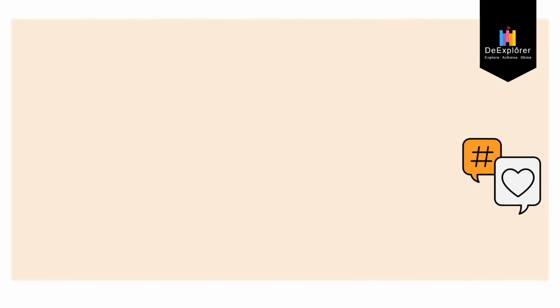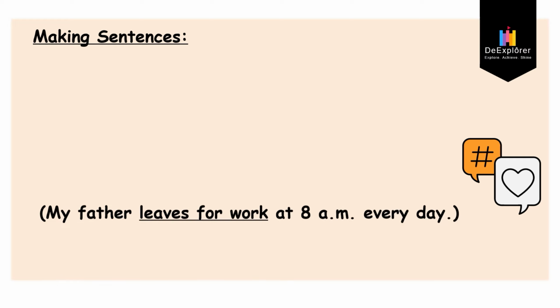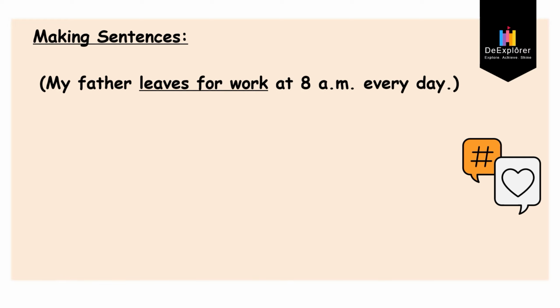Let's move on. Take a look at how the verb leave for work can be used in different sentences. Now you write the title first, Making Sentences. Write into your exercise book, on a new page. Look at sentence number 1. Now listen to me first before you copy this sentence into your exercise book.